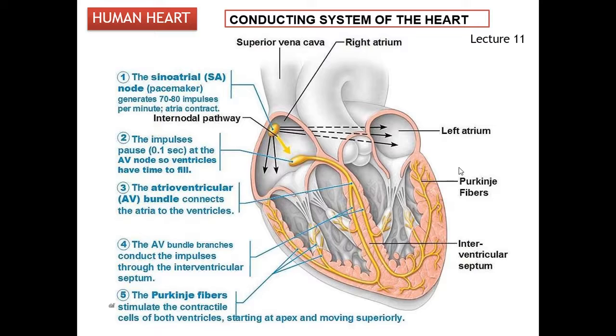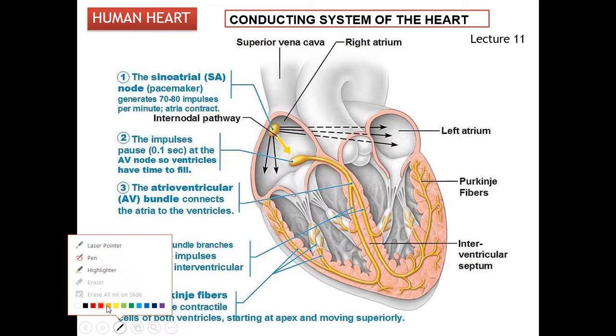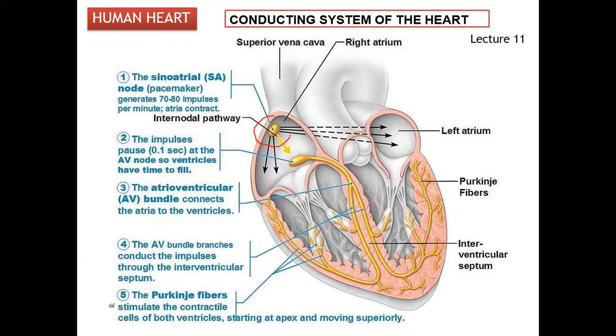And this nodal tissue is present on the right upper corner, here, the right upper corner. This nodal tissue is known as the SA node, or sinoatrial node, in short form SA node. It lies at the base of the opening of the superior vena cava.